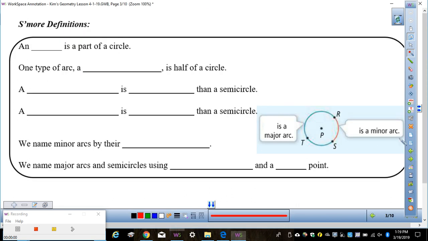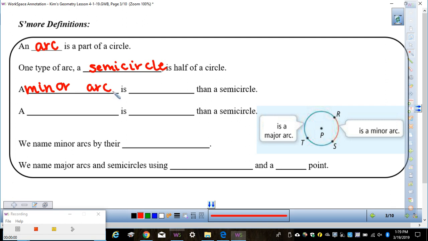All right, a few more definitions here before we get into some examples. Starting with an arc, that's just ARC, is a part of a circle. So one type of arc, a semicircle, which I'm sure you've all heard of, is half of a circle. That means that one of its sides is made up by the diameter. Then we have what's called a minor arc. That is anything smaller than a semicircle, less than a semicircle.